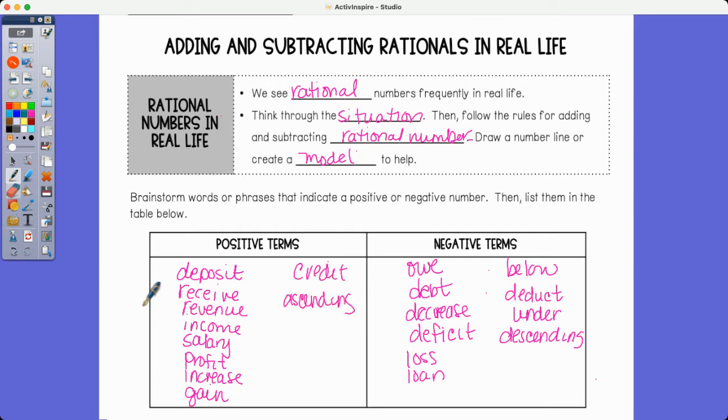So these are just some words that I can quickly think of that are positive or negative terms. These terms will help us determine what we're doing with problems. So make sure that you have these written down and list any more that you can think of. We'll talk about this in class tomorrow.